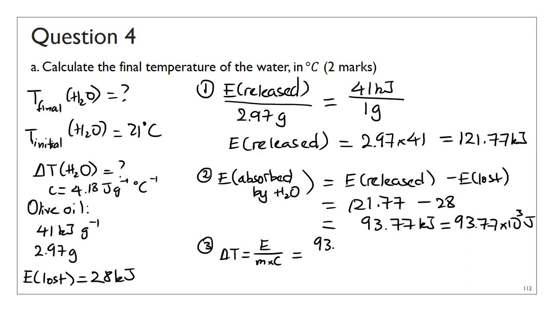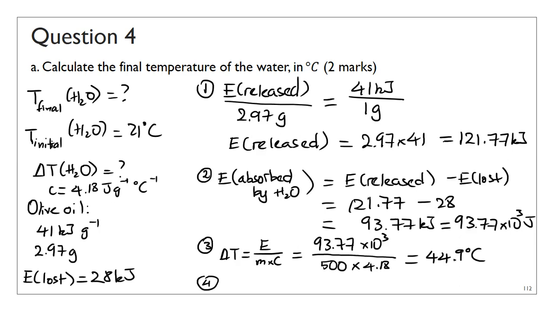So 93.77 times 10 to the 3, the mass of water was given to you to be 500 grams in the question. So we're going to use that. And we're going to use 4.18 joules. So times 1000, divided by 500 and then divided by 4.18. So I get a change in temperature of 44.9 degrees Celsius. And then you need to find the final temperature.